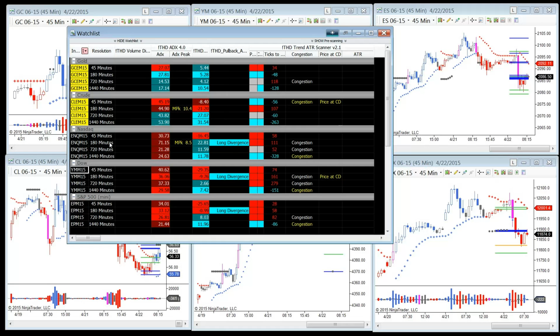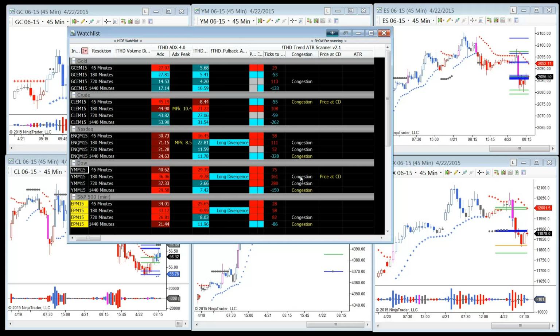On the NASDAQ 180-minute chart, you see that we have a magenta peak, 111 ticks back to the ATR. You also see that you're getting long divergence right now. So that's significant. You're also getting long divergence on the Dow and long divergence on the S&P 500. You can also see that we have a lot of congestion. We have congestion between the 720 and the 1440.